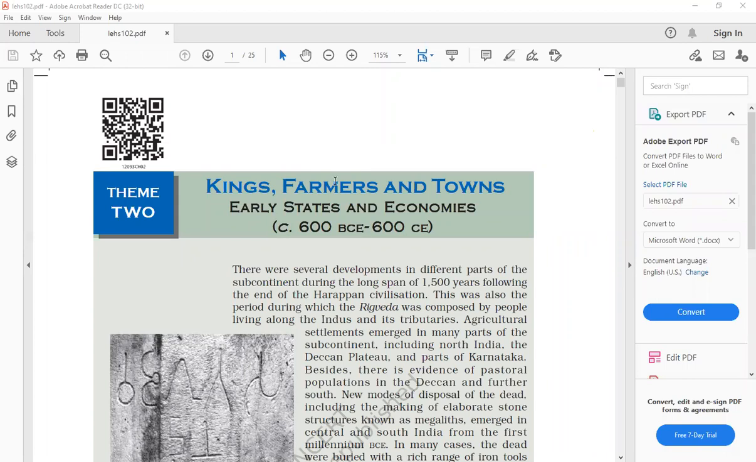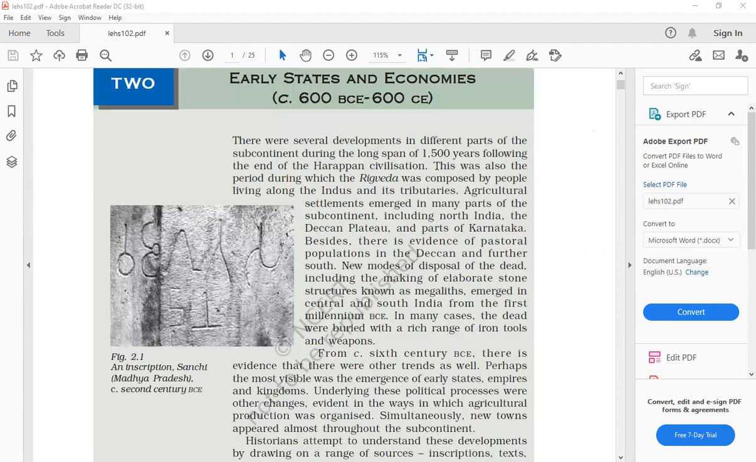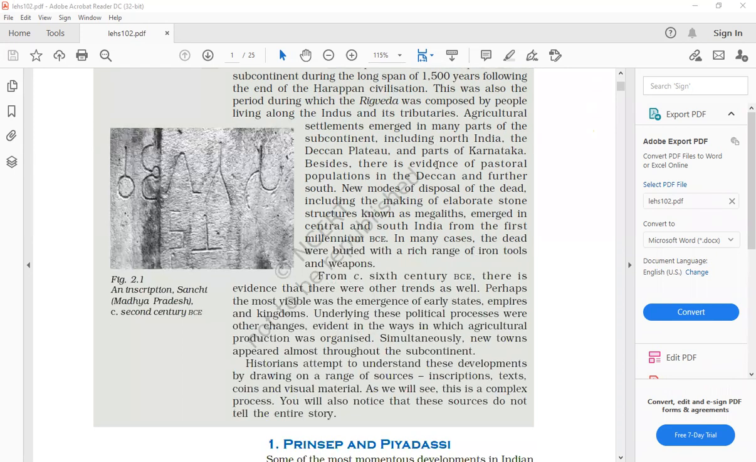So, today we are going to study theme 2 of class 12 history, that is Kings, Farmers and Towns. This chapter in short is about the political and administrative situation in approximately 600 BCE to 600 CE. Today we are going to cover the very short questions, mainly the one markers of this chapter that can appear in the board exams.